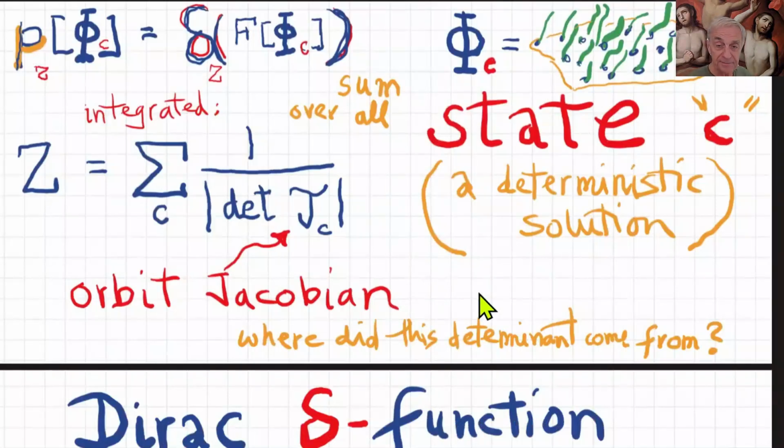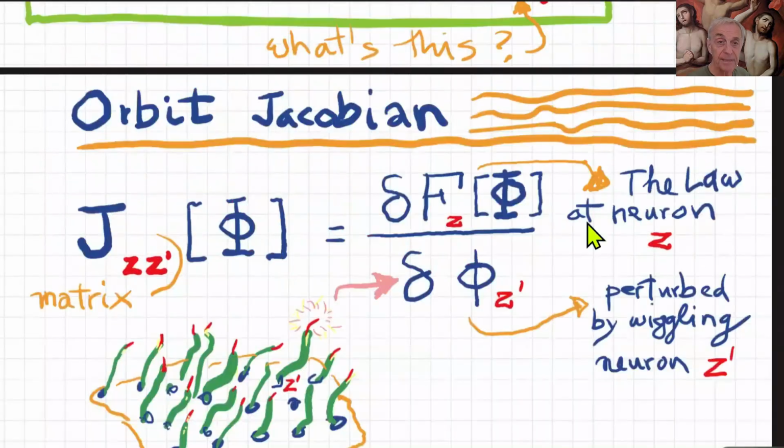I have to find this thing that, for some reason, I call the orbit Jacobian. Basically, I have to find a matrix that says if I vary everything, because the index runs over all sites, all neurons, if I vary every neuron, I have to now find out how my lattice state at some other site works. And that gives me a matrix of 2 indices.